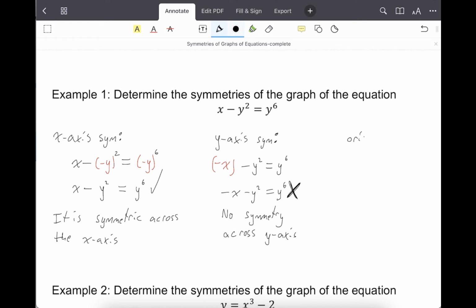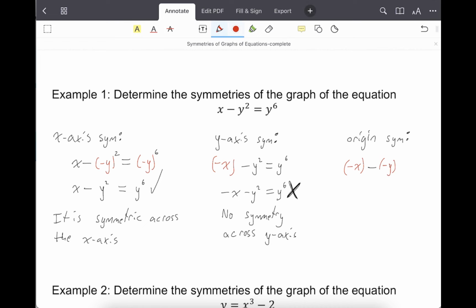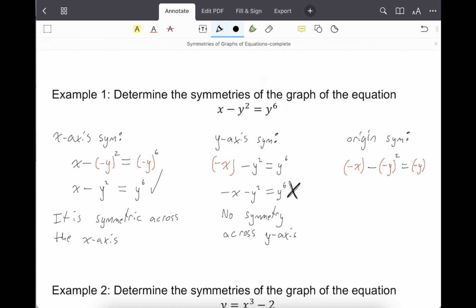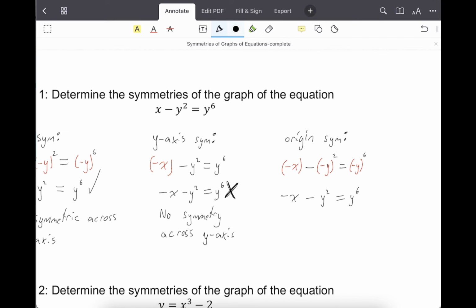And then for origin, we do both of those at the same time. Negative x minus negative y squared equals negative y to the 6th power. Similar thing happens, we get negative x here minus y squared. That equals y to the 6th. And we get the same equation that we had right here, which is not the same as the original. And because of this, there's no symmetry through the origin.